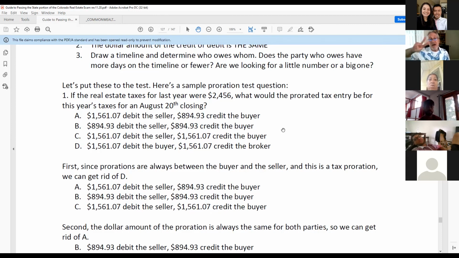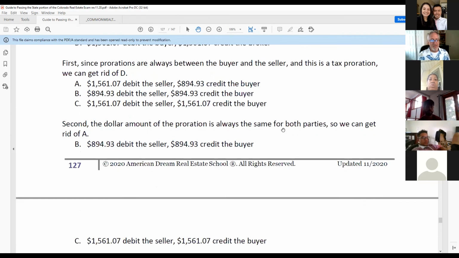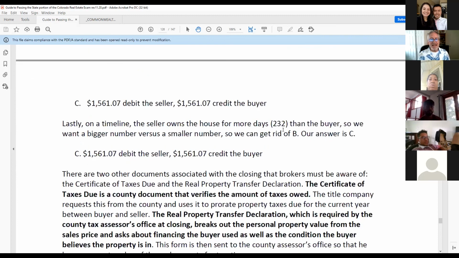All right, so we've narrowed it down to two right now. The last thing we can do is look at our timeline to answer without doing any math. Because on the timeline, we're going to see on this one, the seller owns the house for more days than the buyer. So we want a bigger number versus a smaller number. So we can get rid of B. The answer is C because that's the bigger number choice to choose from.